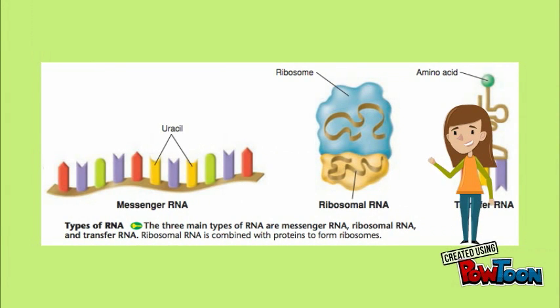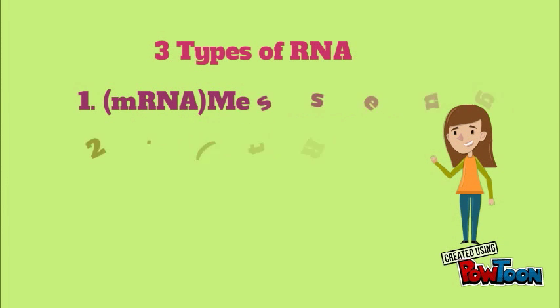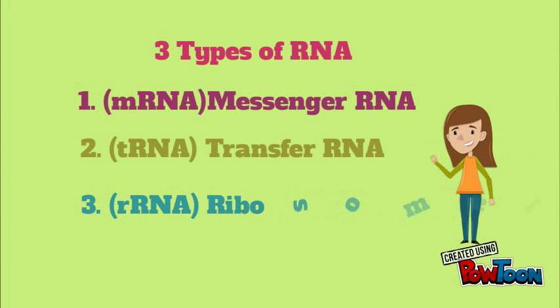There are three types of RNA. First type is the mRNA, which stands for messenger RNA. It carries genetic information from nucleus to the cytoplasm of a cell. The second type is the tRNA, transfer RNA.